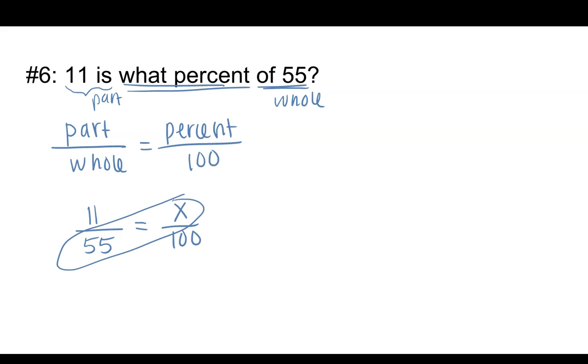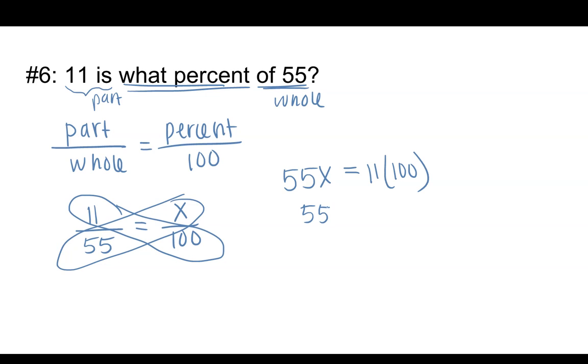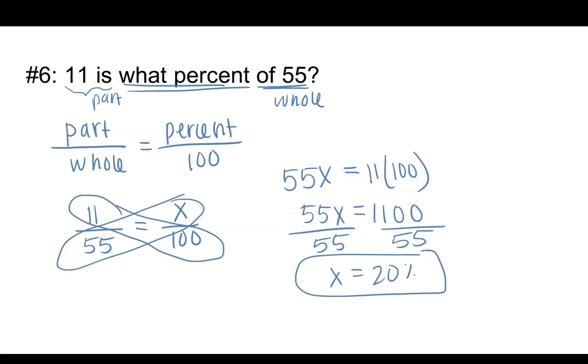And then we're going to do cross product. So 55X equals 11 times 100. That's going to give me 1100. Divide by 55 on both sides to solve for X. And that's going to give you 20%, because remember, it's a percent. So X, 11 is 20% of 55. So your percent is 20%.